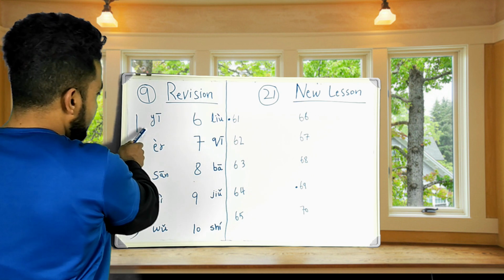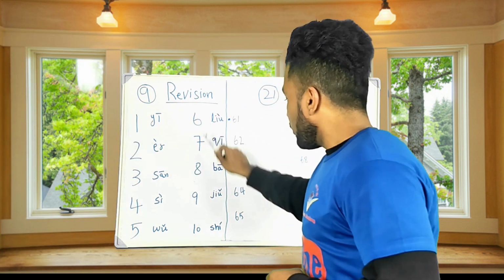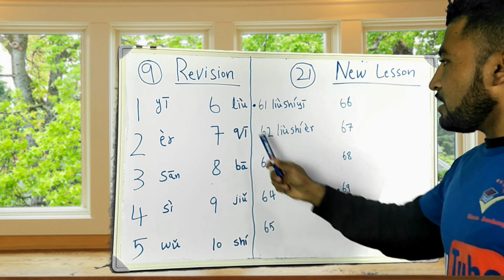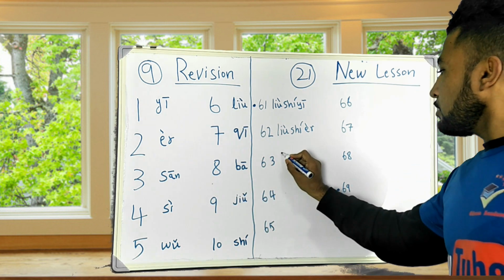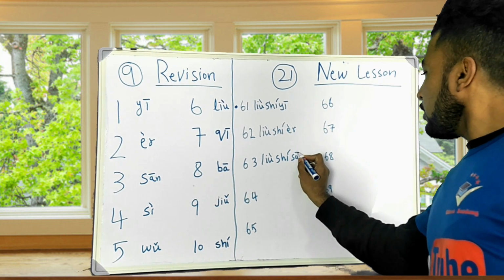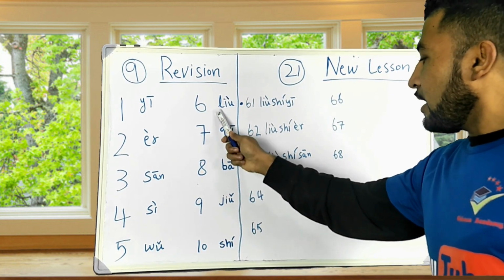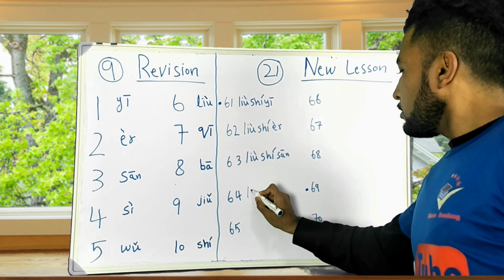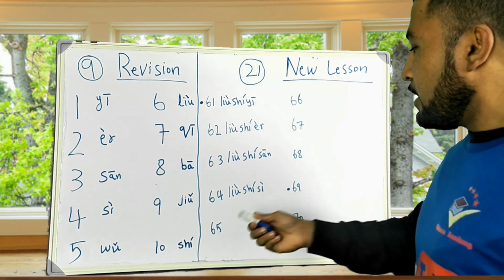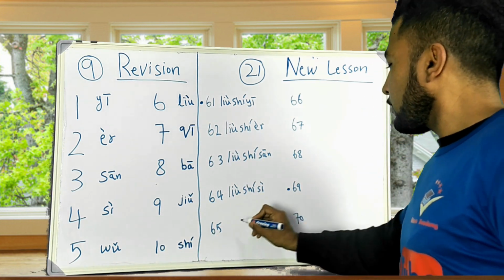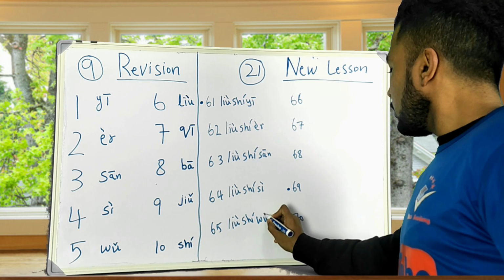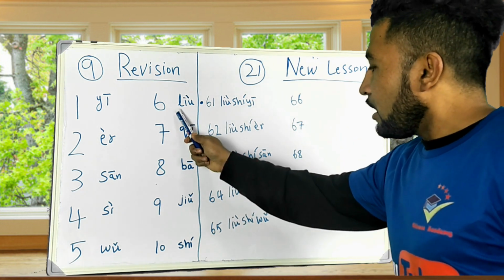61 is 61, okay? 62. 63 is 63. 64 is 64. 65 is 65. 66 is 66.